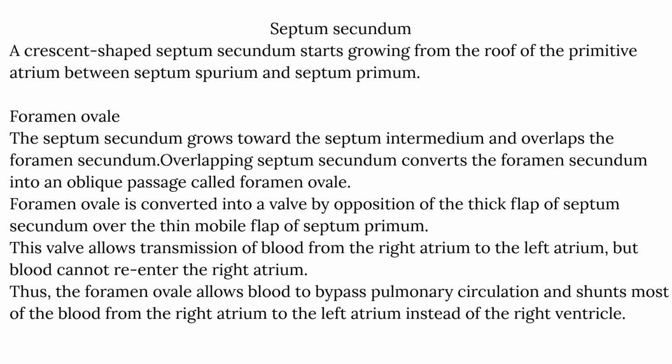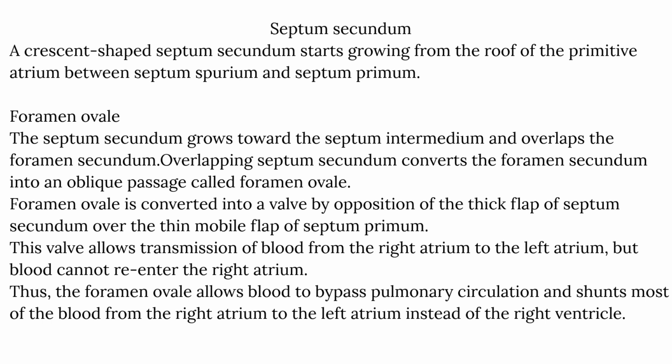Septum secundum. A crescent-shaped septum secundum starts growing from the roof of the primitive atrium between the septum spurium and septum primum. Foramen ovale. The septum secundum grows toward the septum intermedium and overlaps the foramen secundum. Overlapping septum secundum converts the foramen secundum into an oblique passage called foramen ovale.